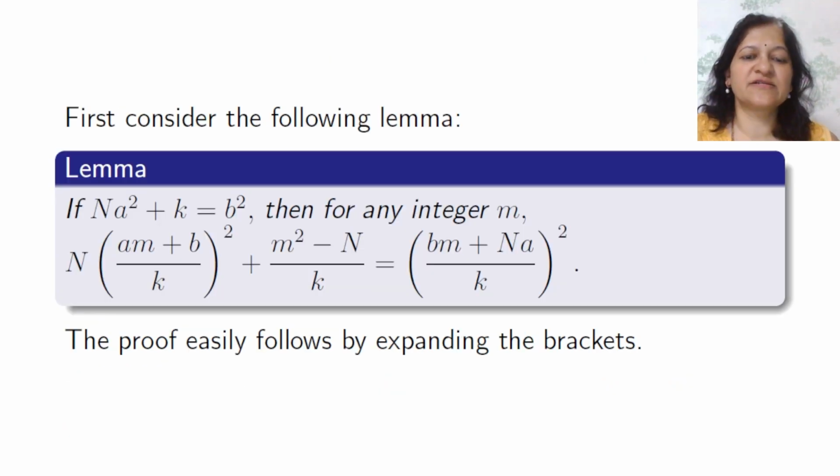Now let us discuss the Chakravala method, and this lemma was invented by Bhaskara II. First consider the following lemma. If na² + k = b², then for any integer m we get this equation, and the proof of this you can easily see by expanding the brackets. So you can easily prove that the left hand side is equal to the right hand side. You can check this.